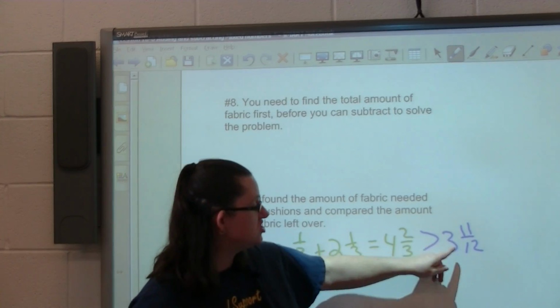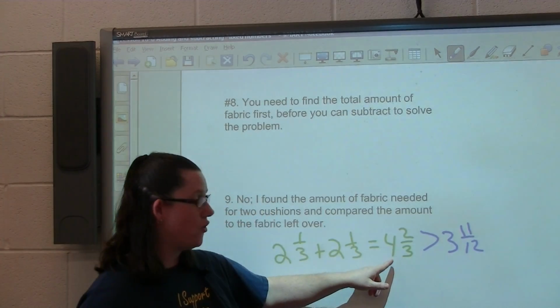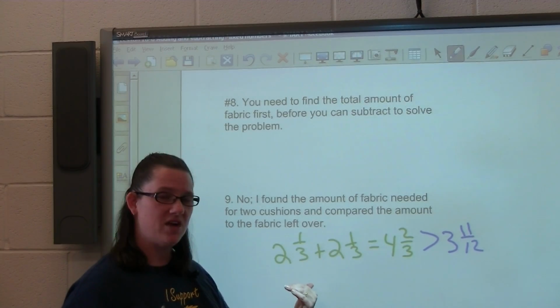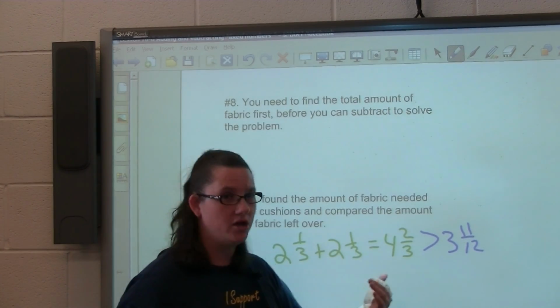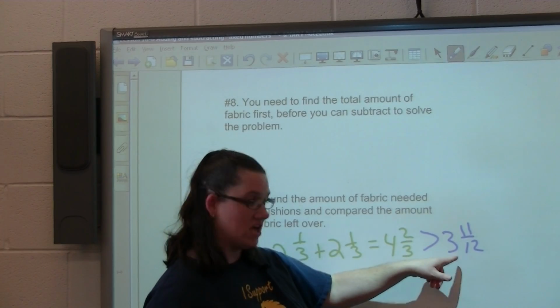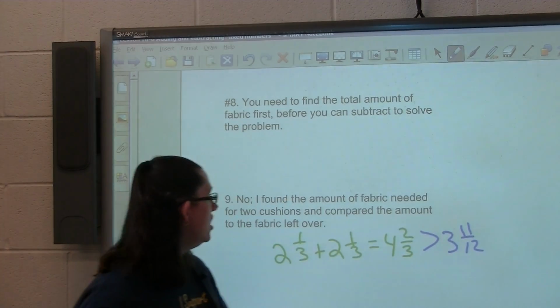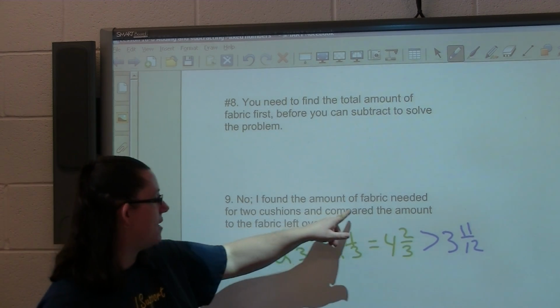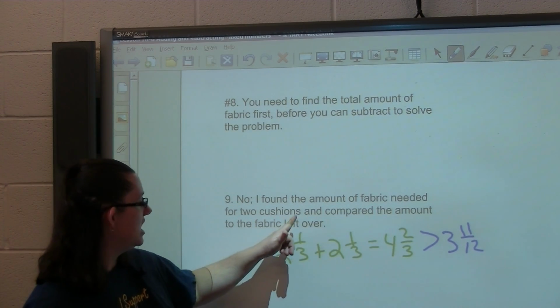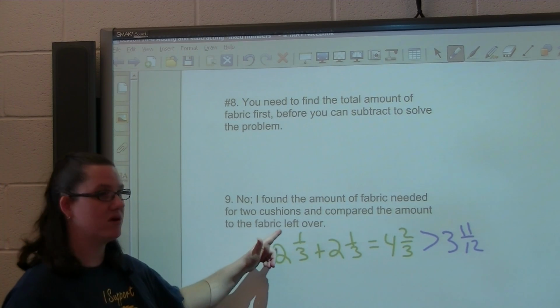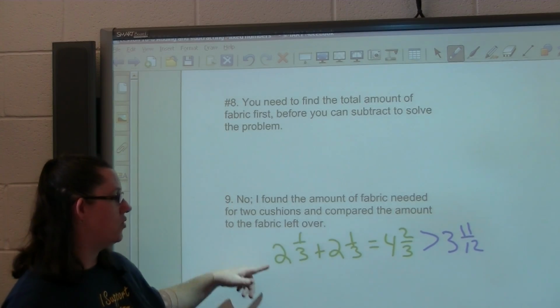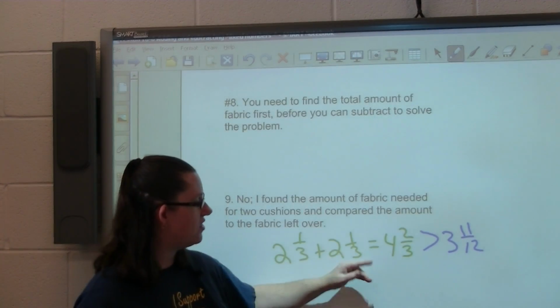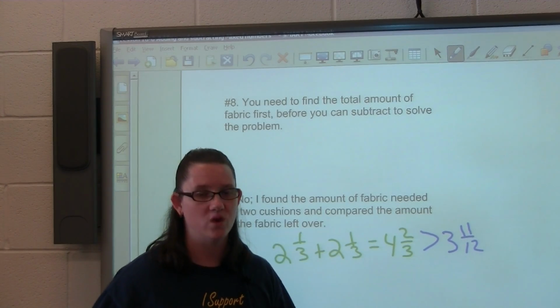So when we compare 4 2/3 to 3 11/12, 4 is more. So do I have enough fabric to make those cushions? No, because I needed 4 and 2/3, and all I have left is 3 and 11/12. So that's what I typed up here for you, and you can copy in your notes. I said, no, I found the amount of fabric needed for 2 cushions, and then compared the amount to the fabric left over. So our answer is no, and this is why. Because when you put those two together, this is more than the fabric we had.